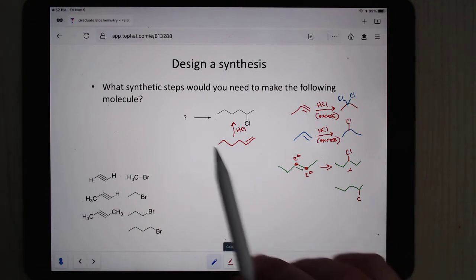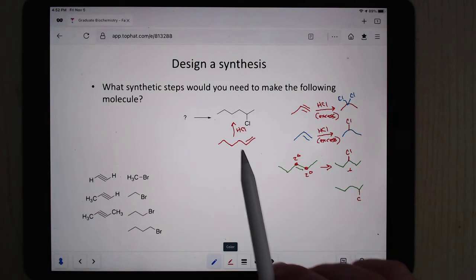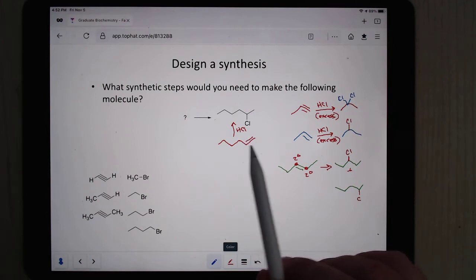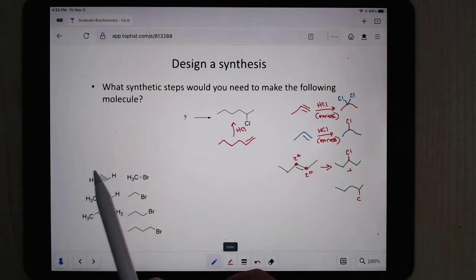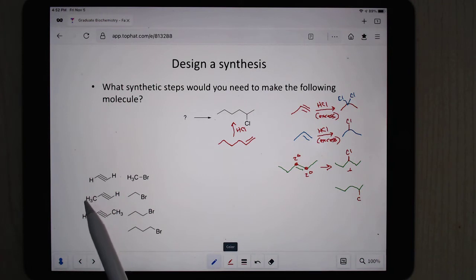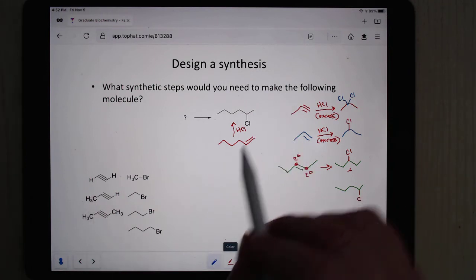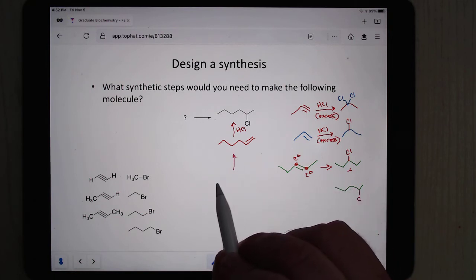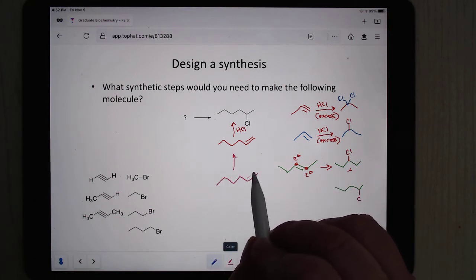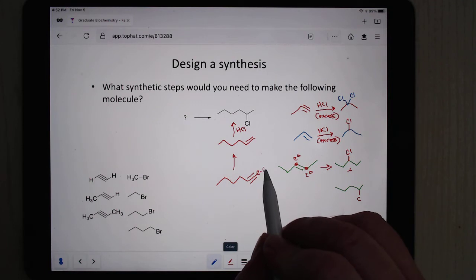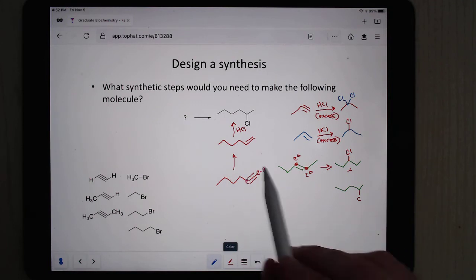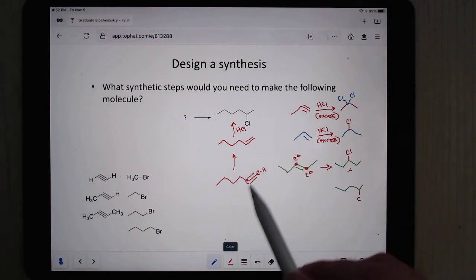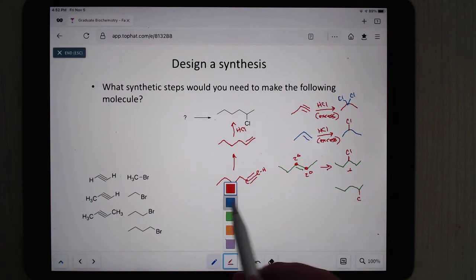Okay. Now, how do we build this one? Well, how do we put in a double bond? Well, we know that we have to go through a triple bond. Okay, and so the easiest way to do that would be to go through this one here. Right?